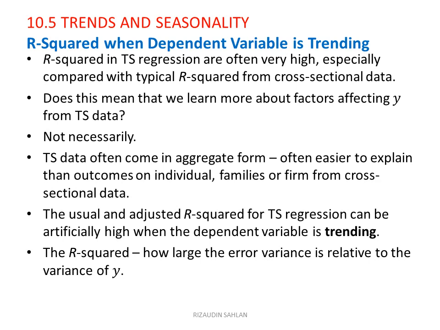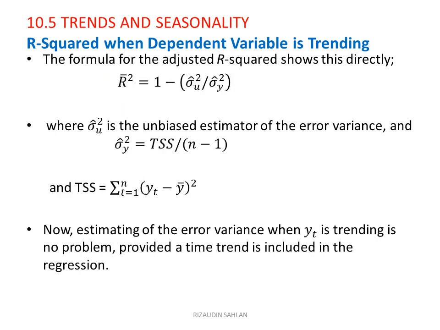In time series analysis, usually if we regress and look at the R square, it's very common that we get a very high R square, because usually the dependent variable is trending. Based on the formula of adjusted R square, the estimation of the error variance when Y_t is trending usually doesn't get any problem as long as the time trend is included in our regression.